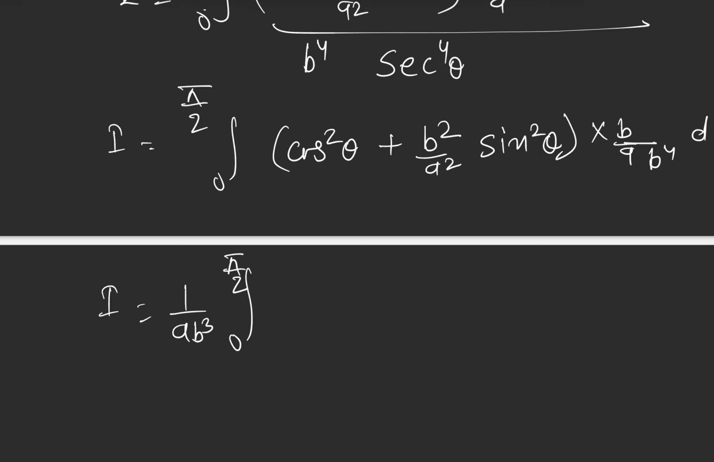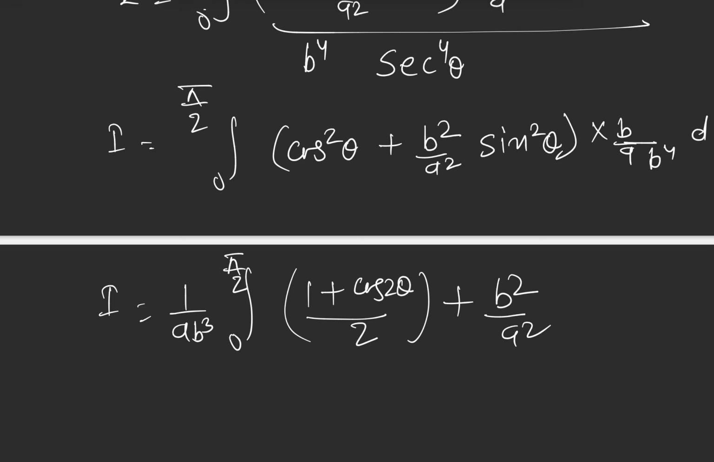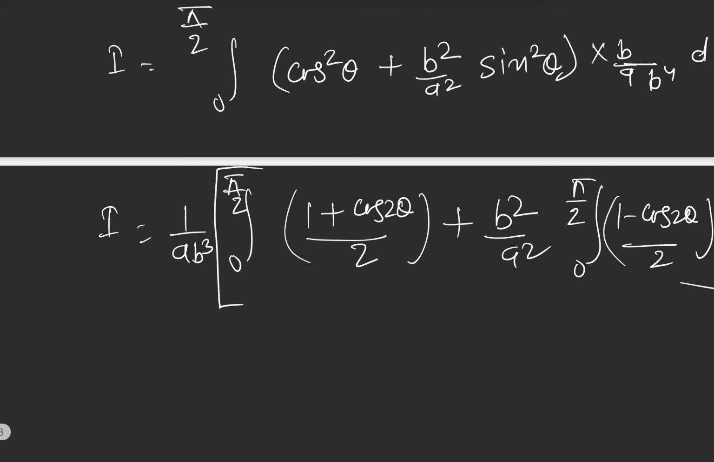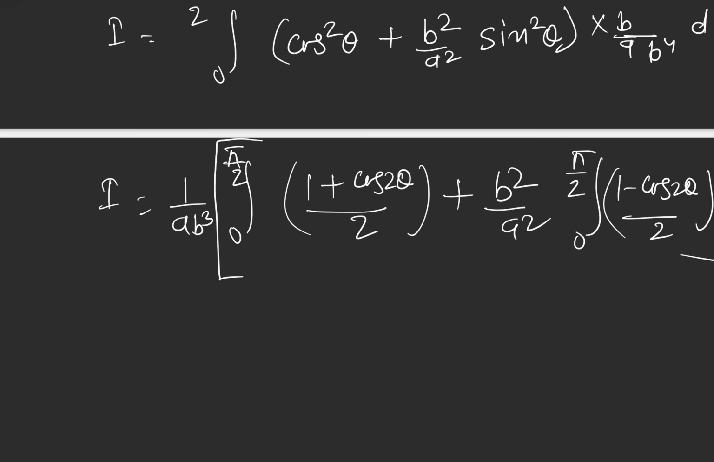Now cos square theta plus b square by a square sin square theta d theta, integration is very easy. Cos square theta I can write as 1 plus cos 2 theta by 2, plus b square by a square outside this completely, and sin square theta now 0 to pi by 2. Sin square theta I can write as 1 minus cos 2 theta by 2 integration d theta from here, and from here I can find the answer very easily. 1 plus cos 2 theta by 2 integration, 1 minus cos 2 theta by 2 integration from 0 to pi by 2. Okay, if we solve it, the answer will come.